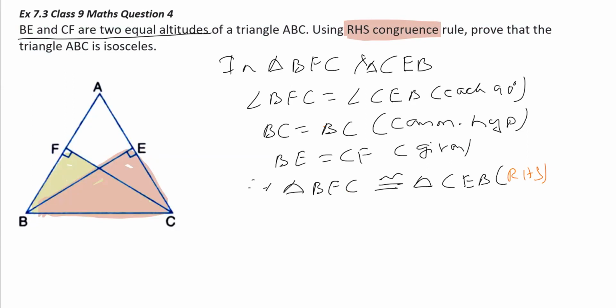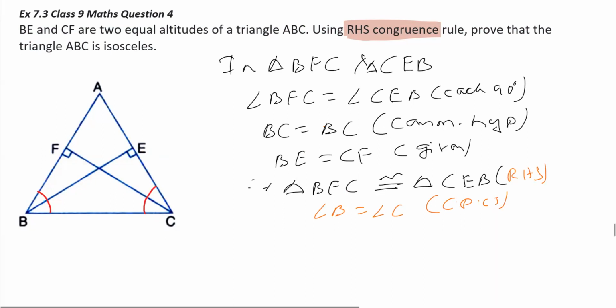Now, once we prove these two triangles congruent, we have to think how to prove this is an isosceles triangle. For that, let's understand, when you prove these two triangles congruent, from CPCT, I can write angle B is equal to angle C. That's from CPCT. But that's not sufficient to say the triangle is isosceles, as we need to prove AB is equal to AC.